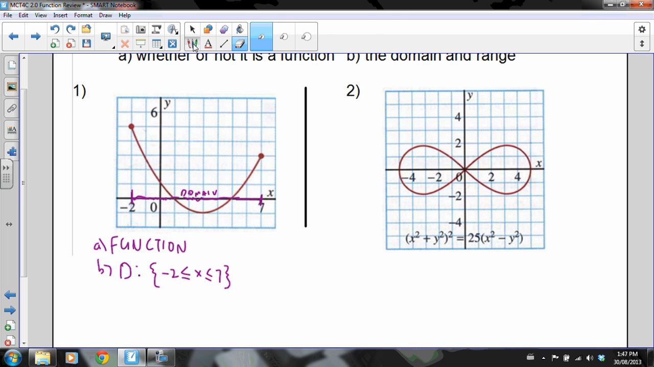Now let's do the range. Different color. Maybe green. Sure, green.